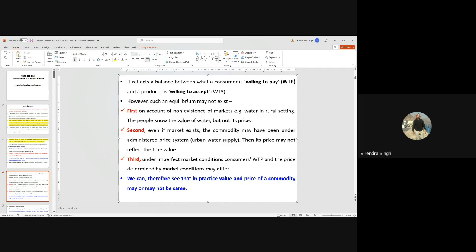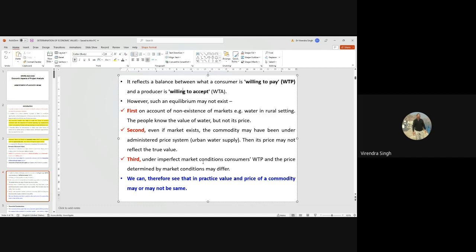Secondly, even if a market exists, the community may have been under an administered price system. Certain interventions, certain interferences are done by local authorities or central authorities by manipulating demand and or supply, or sometimes the price only. So then its price may not reflect the true value actually. Price may not reflect the true value.